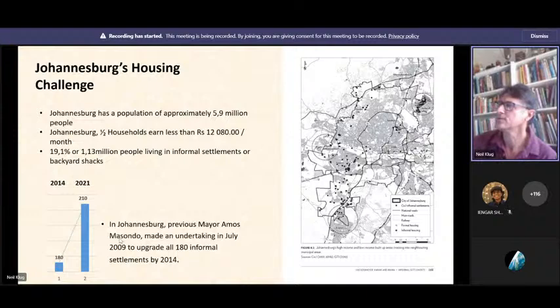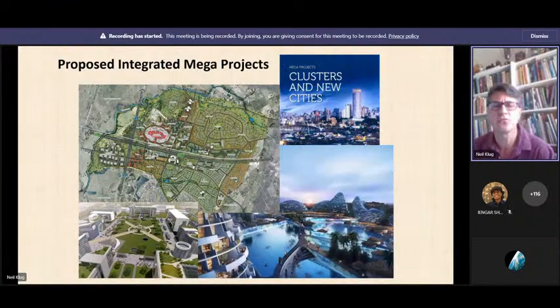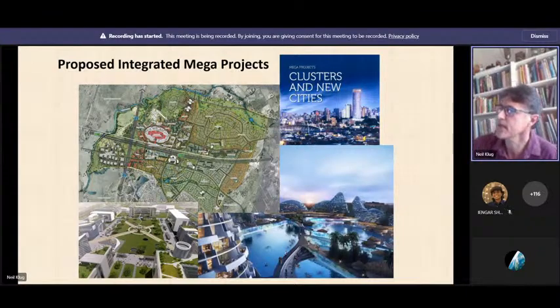So these have been some of the proposals that have been put forward by the state and by private companies to develop integrated mega projects, basically mini cities on the periphery of Johannesburg. I think five were proposed over the last few years. These are the kinds of images that they're projecting of these new settlements, where they would accommodate a lot of these poor households. Of course, none of these developments have actually emerged.